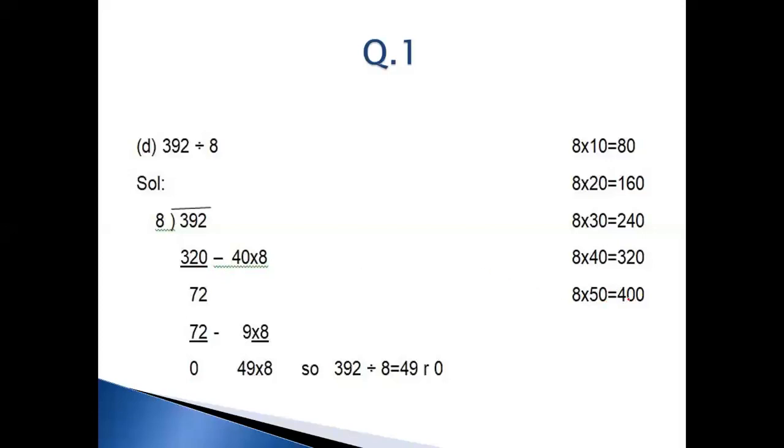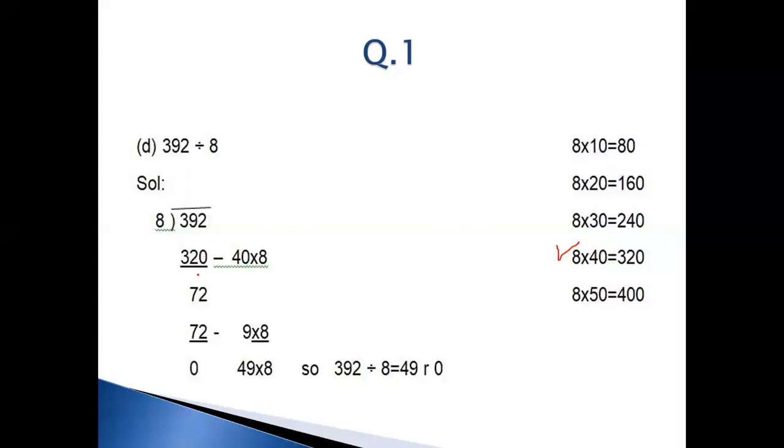400 is greater than 392, so we are not going with this one. We will choose this option, which is our required one, closer to and less than the dividend. We will write here 320, from which multiple we got 40 multiplied by 8, we got the number 320. I have written my working here in front of the step. And then we are going to do the subtraction.